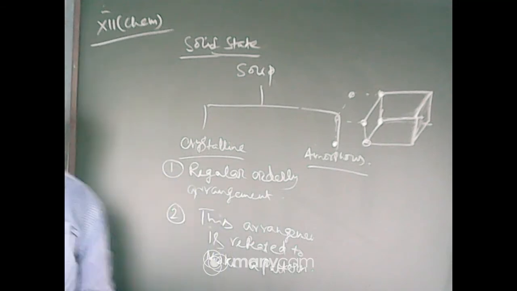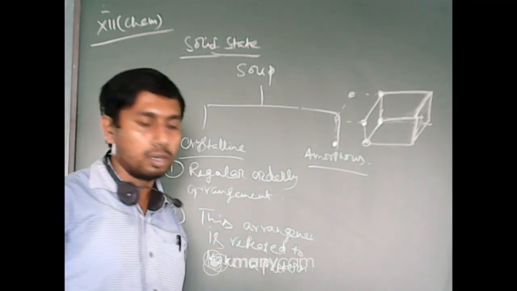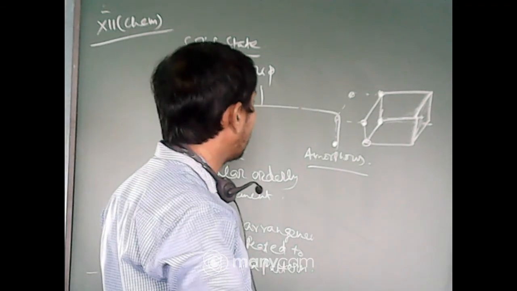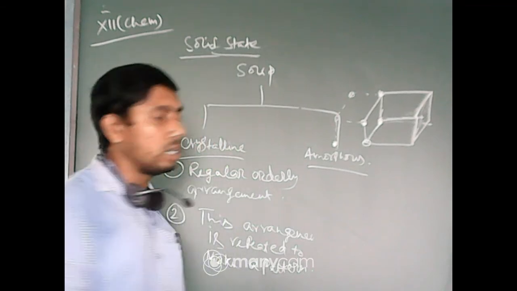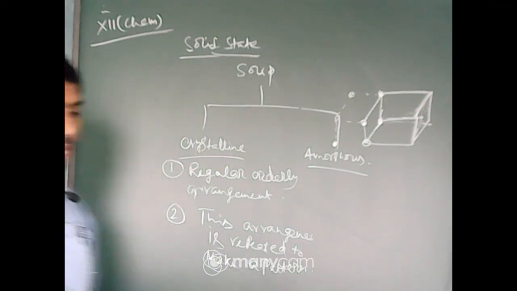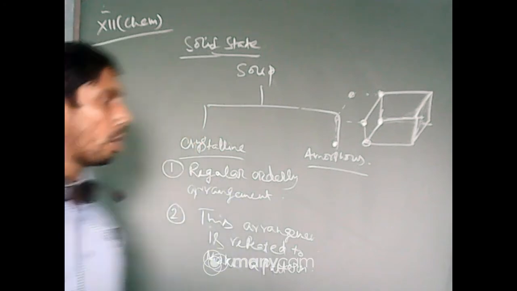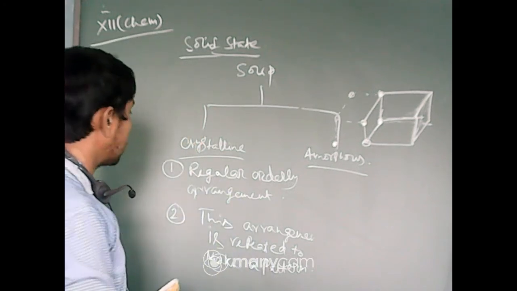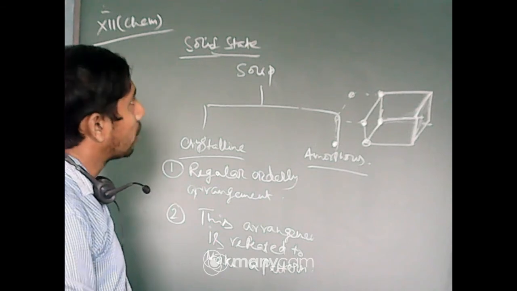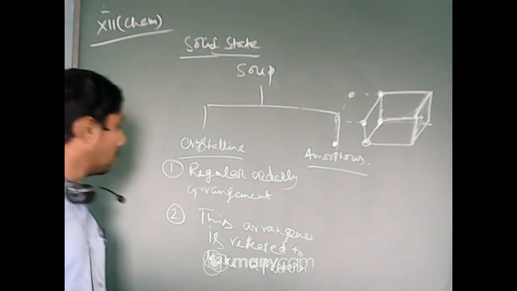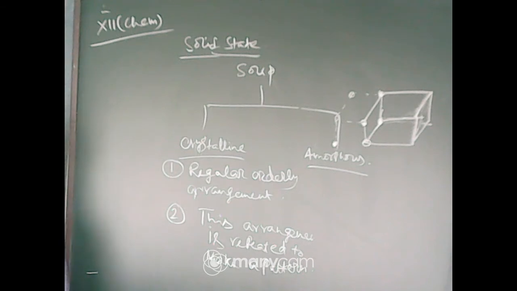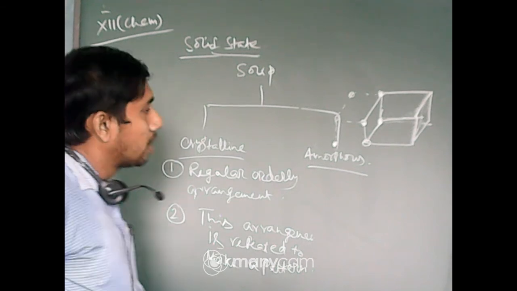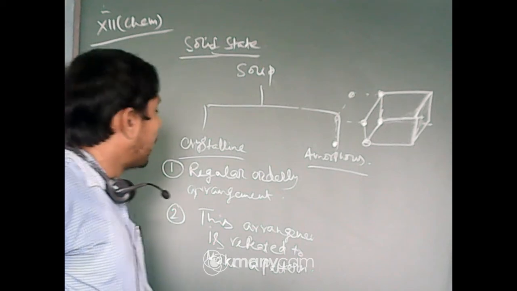When n number of such repeated units is there, then it forms a crystal. So if n number of repeating units is there, it is called the crystal of that compound. So this is the crystal. Some very familiar examples of crystals are sodium chloride and copper sulfate.